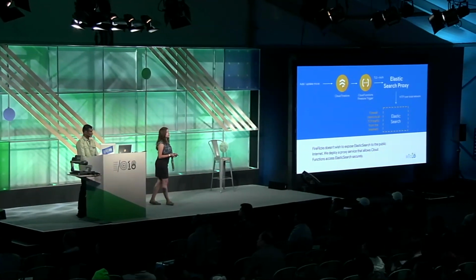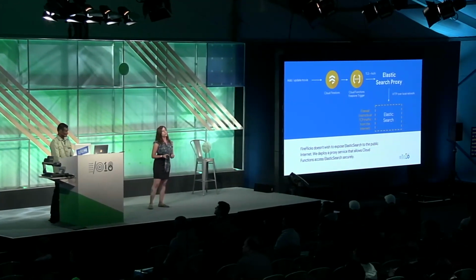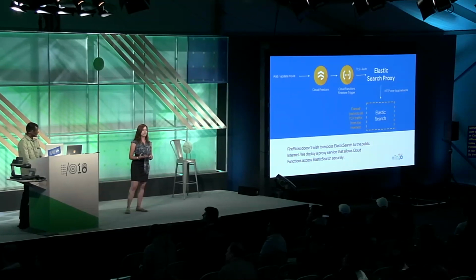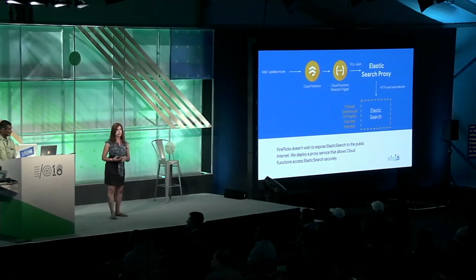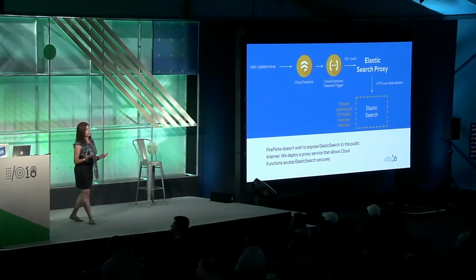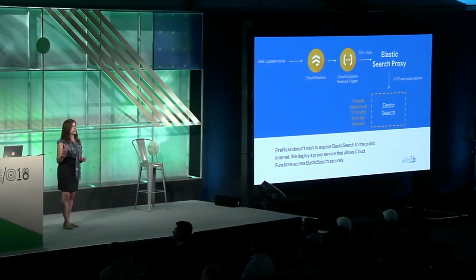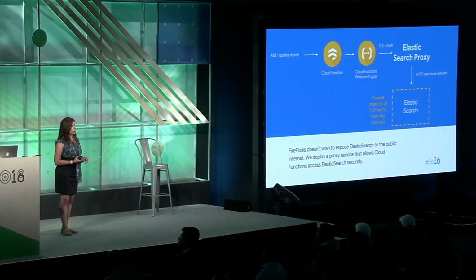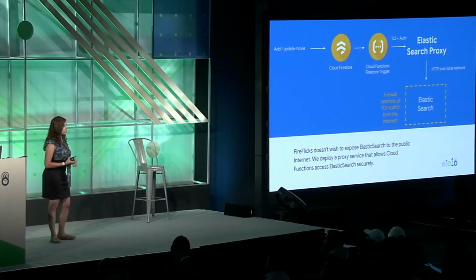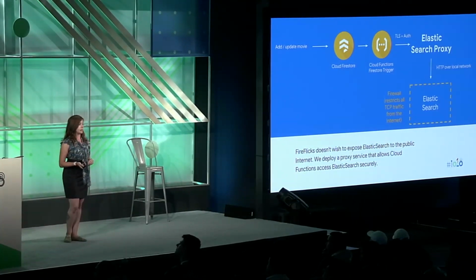So the first example we're going to look at is updating those indexes. What we want to do is whenever a new movie is added by one of us to the Cloud Firestore, we want to trigger those indexes to update. So we have a proxy that talks to Elasticsearch using its internal IP address, because they're both on the same private network. In this case, we're talking about App Engine. The proxy is exposed using custom HTTP auth.